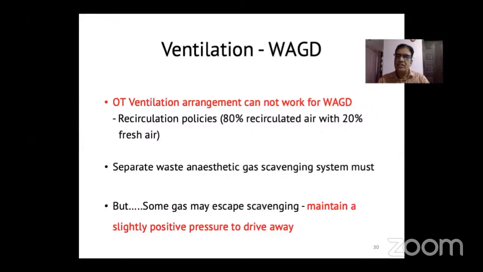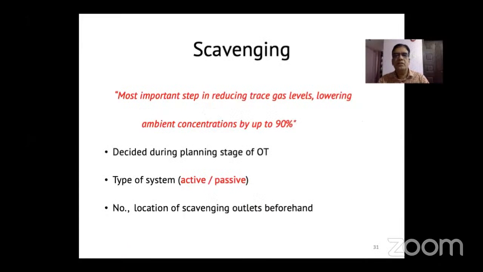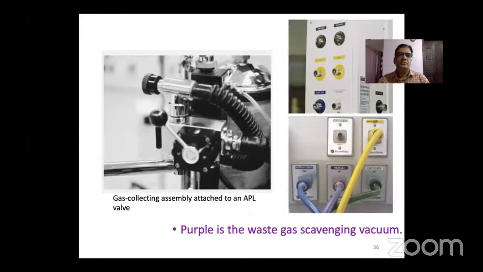Even after using gas scavenging, there could be some leak into the operation theater, but the purpose is met, and the small amount can be removed by slightly positive air pressure to drive it away within the operation theater. Scavenging is actually the most important step in reducing trace gas levels. It will lower the ambient concentrations by up to 90%. So the planning must be done before the OT is constructed, and whether it's an active or passive type of scavenging, where it should be located, how many should be located, should all be decided beforehand. This is the way a scavenging system assembly is connected to the APL valve, and you can see normally the purple is the waste gas scavenging system.